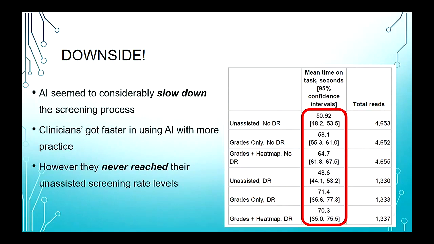Clinicians did get faster. The study mentions that they did get faster with more practice, but they never reached the speed of the clinicians that did not use AI. But now the question that Google is asking is, well, whose fault is it? Is it the fault of AI that the humans are slow? Again, that's another question that we don't have the answer to yet.